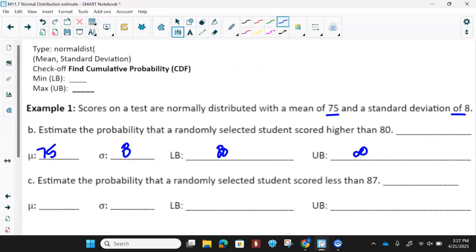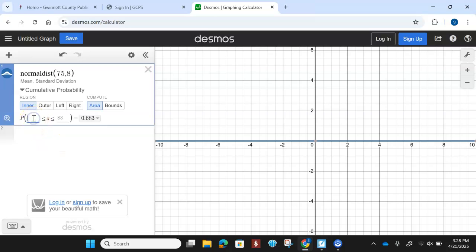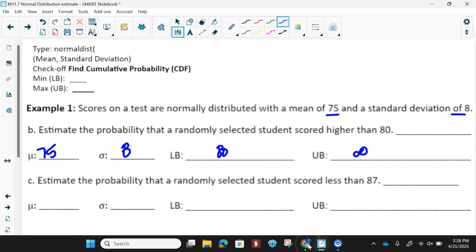Again, remember, we want to know scoring higher than an 80. So 80 is the lower bound, the lower number, and then the upper bound. The lower bound here is going from 80. Notice how the graphing calculator automatically goes to infinity. That is the probability of getting a student who scored higher than an 80. That is 0.266, which is about 26.6%.